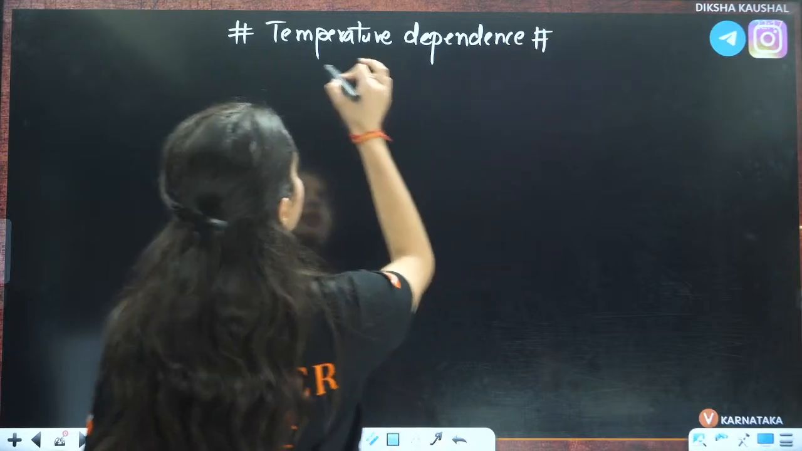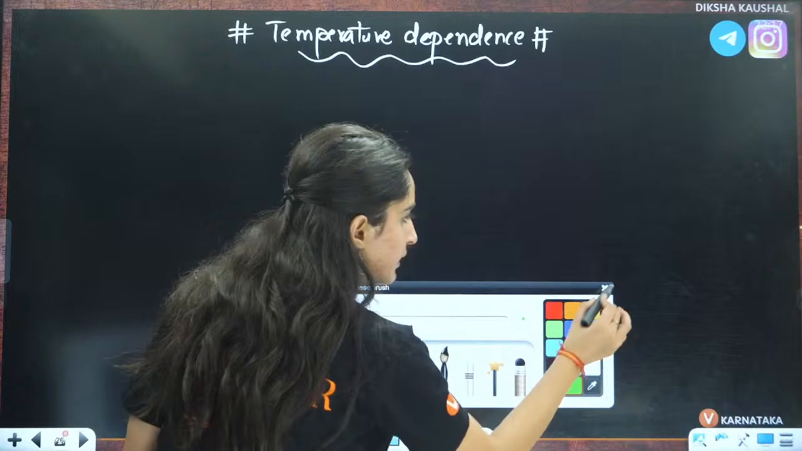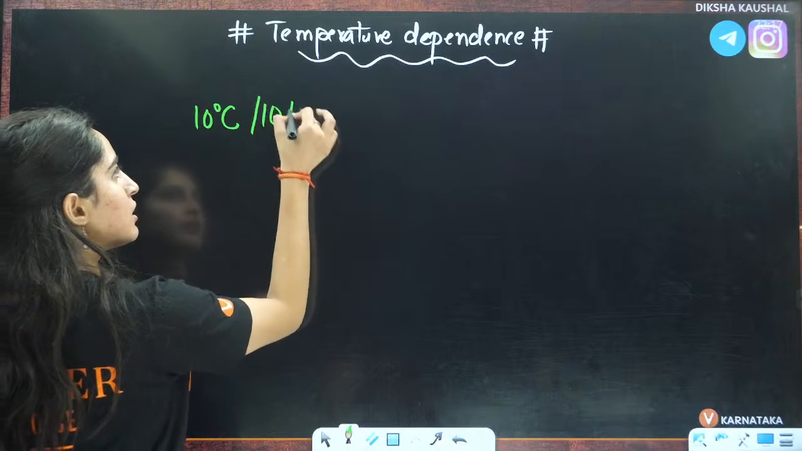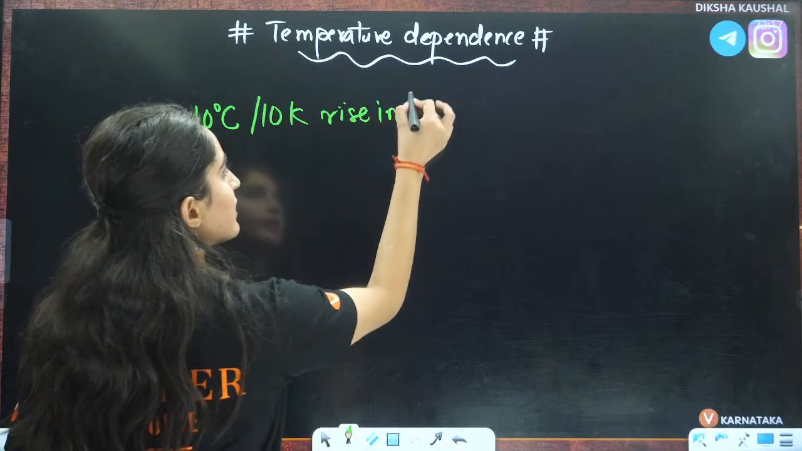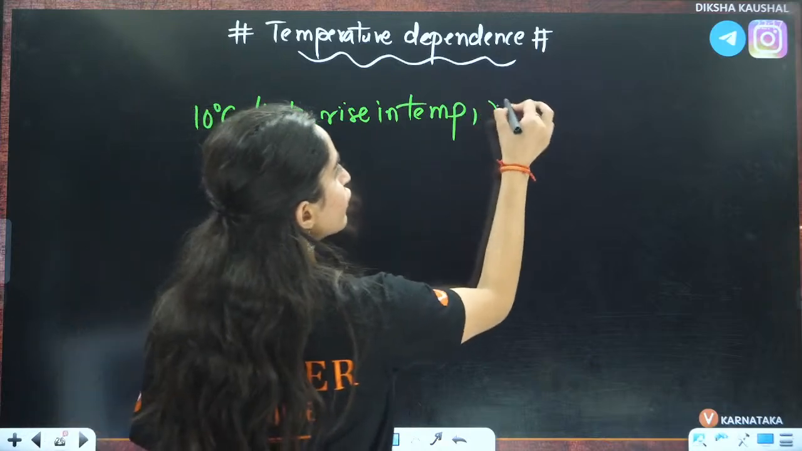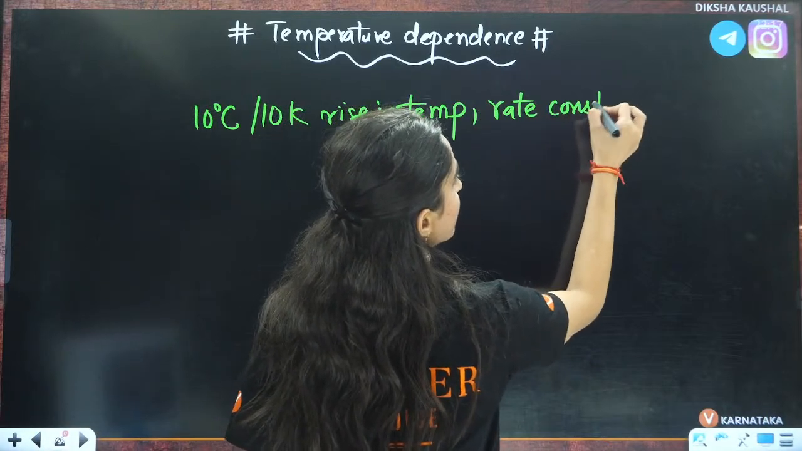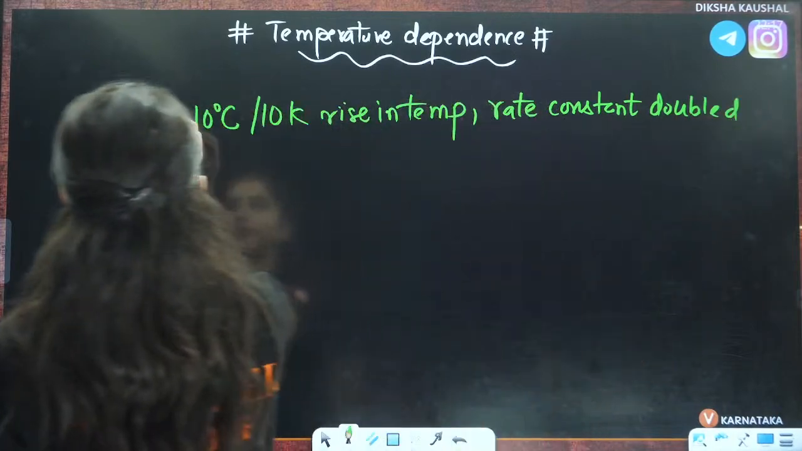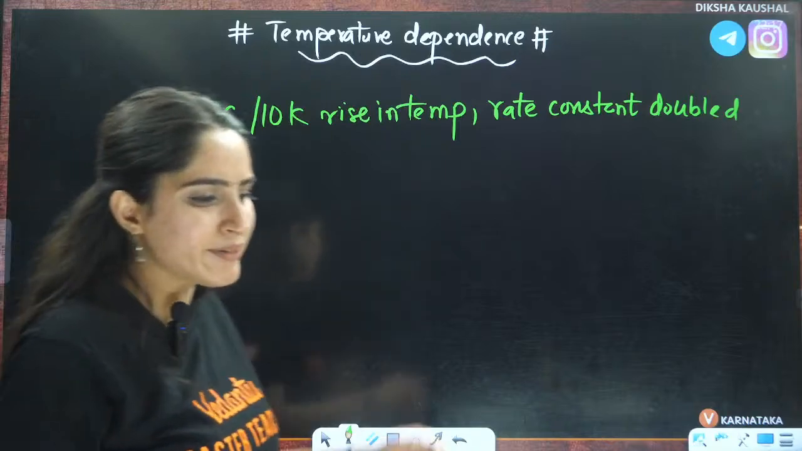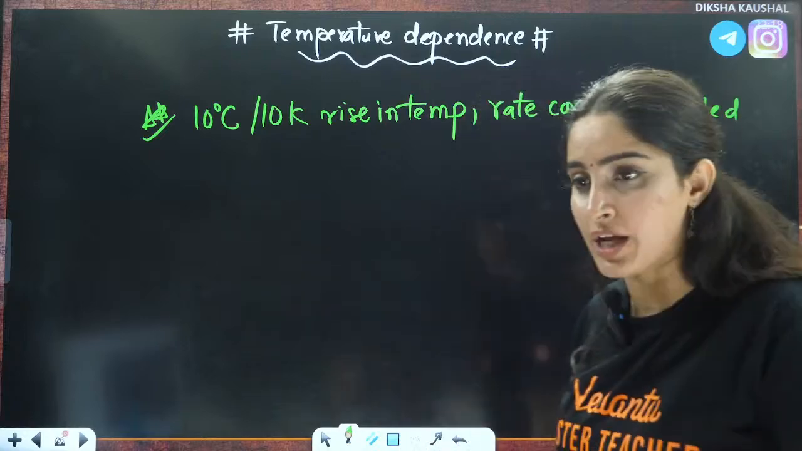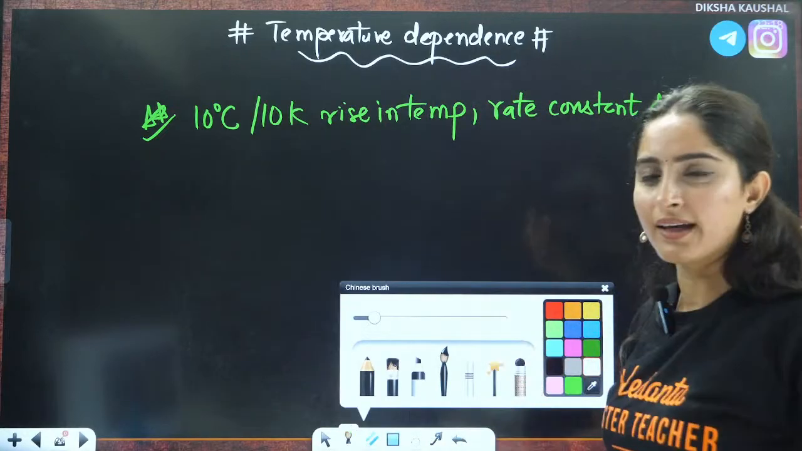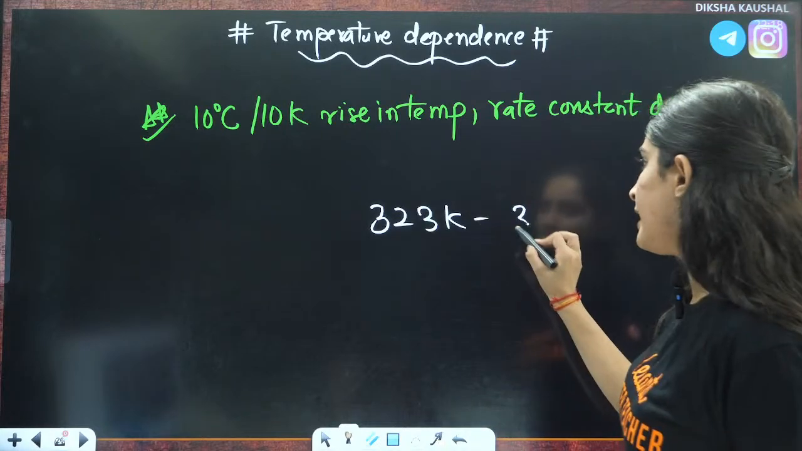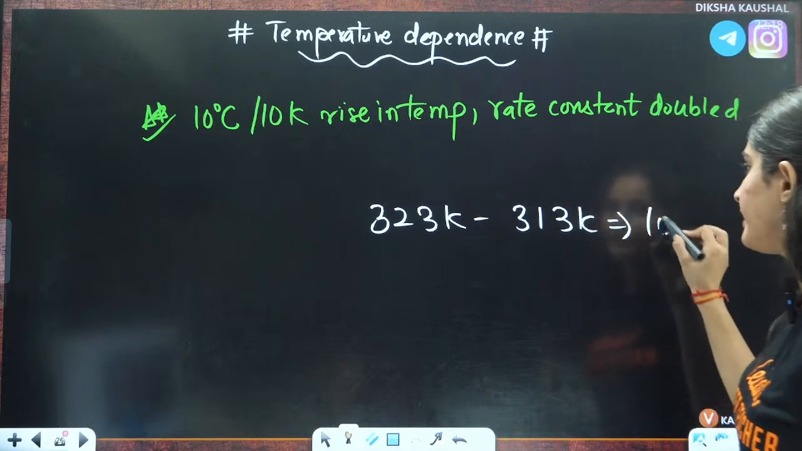Temperature dependence of rate constant. It was seen experimentally that when there is a 10 degrees Celsius or 10 Kelvin rise in temperature, the rate constant is doubled. Now you will say, ma'am, 10 degrees Celsius or 10 Kelvin change, what are you talking about? Achha, tell me one thing. If I say 323 Kelvin minus 313 Kelvin, that will also be 10 Kelvin.